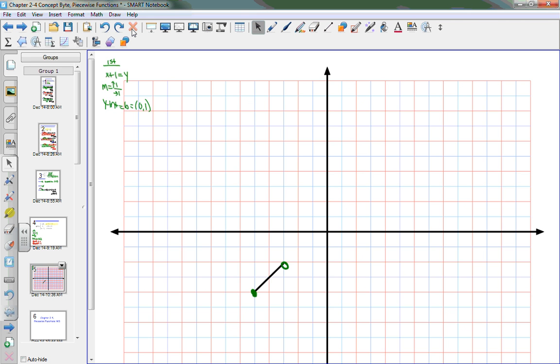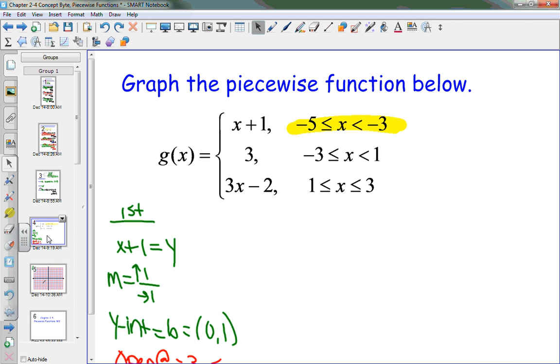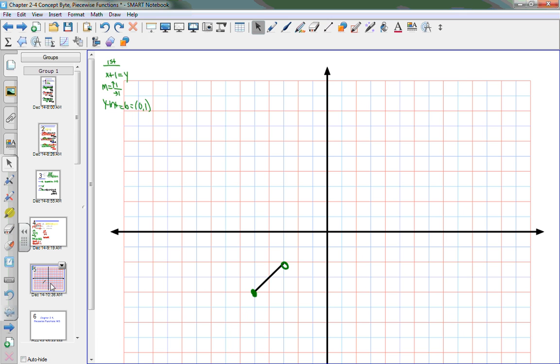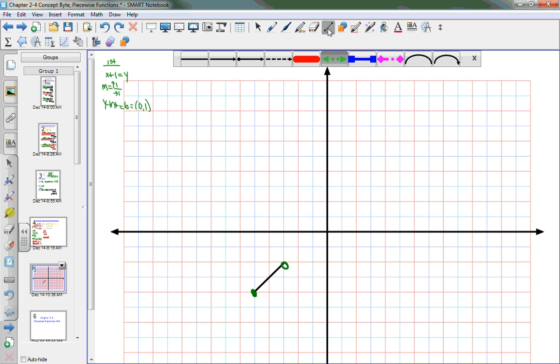Okay? Now, I need to graph the second part of my equation. The second part of my equation is going to be y is equal to 3. I understand that there's no y there, but remember, this g of x is the same thing as y. So I can say y is equal to this, y is equal to this, and y is equal to this. So if y is equal to 3, what type of a line is that? This is a horizontal line. So I come back over here, and I am simply going to draw a horizontal line at 3.